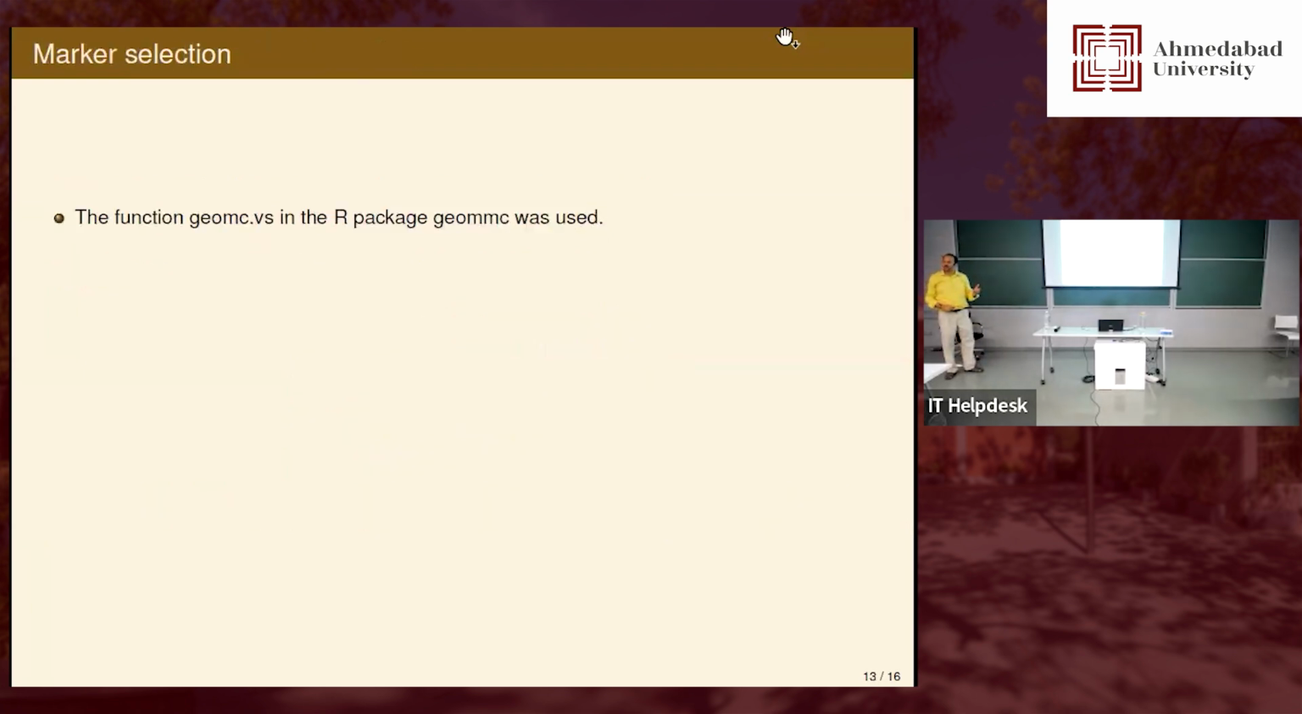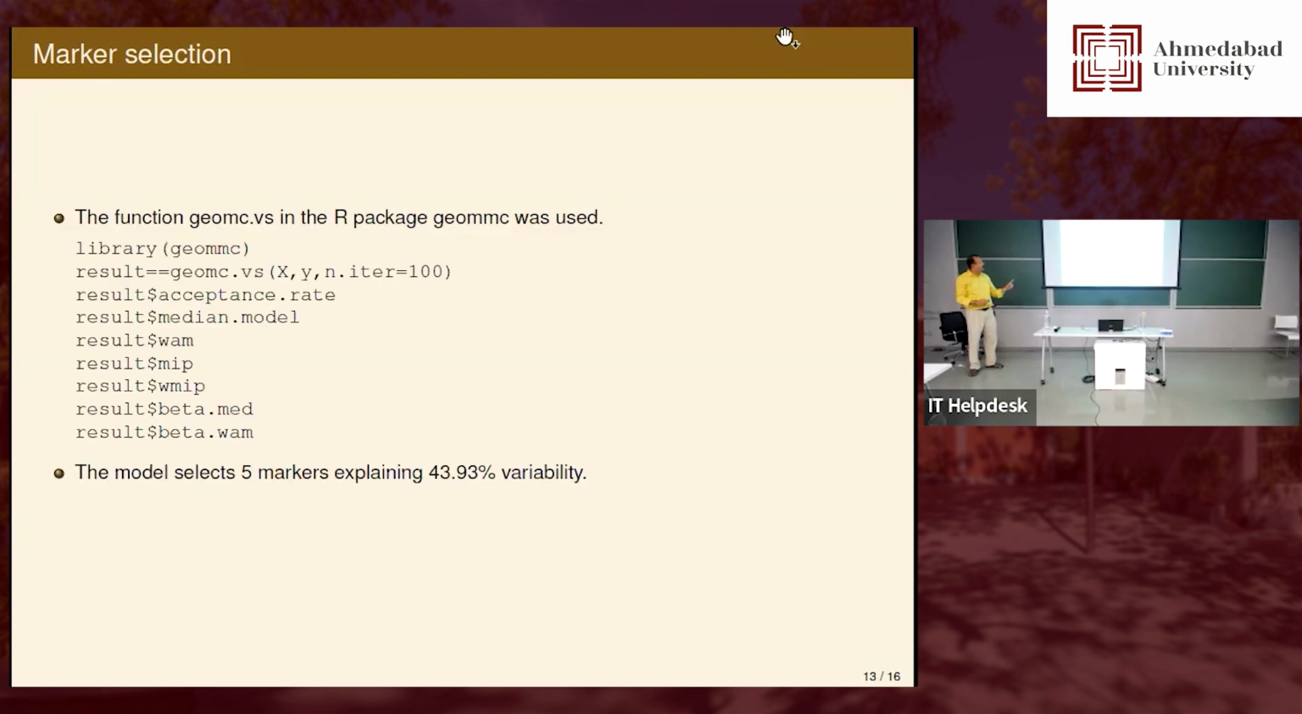At the risk of self-promotion, this summer I released an R package called GeomMC. There is a function called geomc.vs. R is free. You can just install R on your laptop and then install the package GeomMC. So that's what I did. Library geomc, I'm calling that function, and I just write this one line.